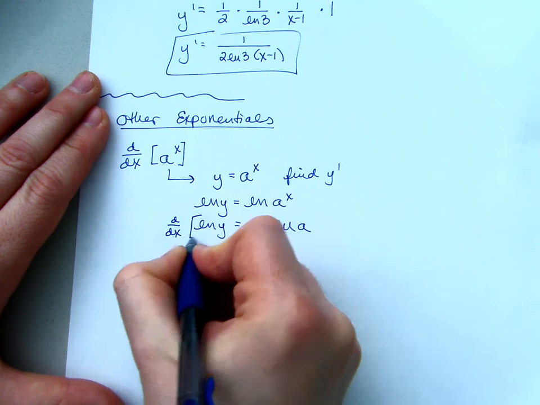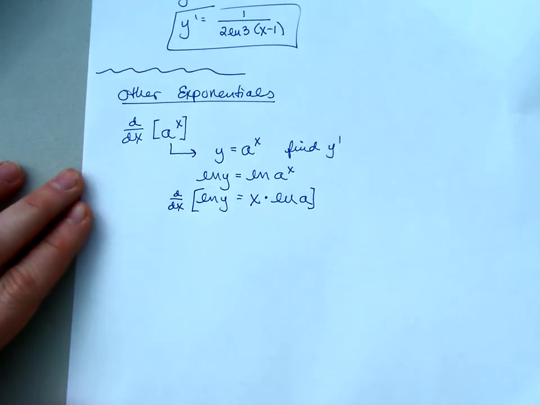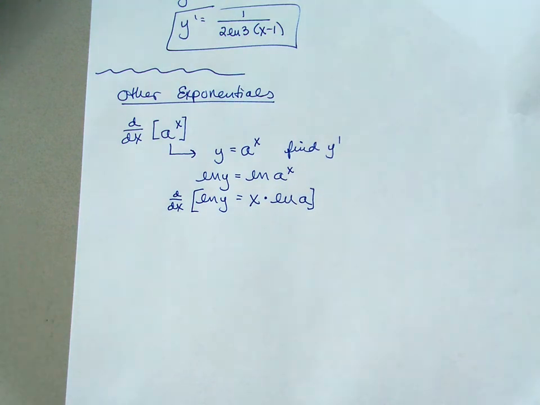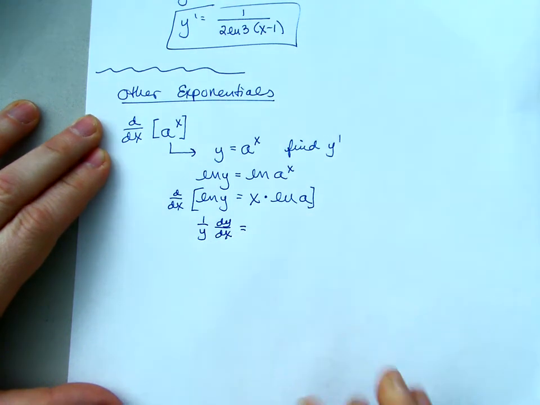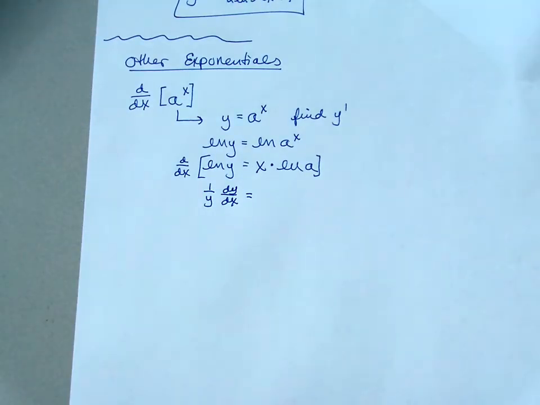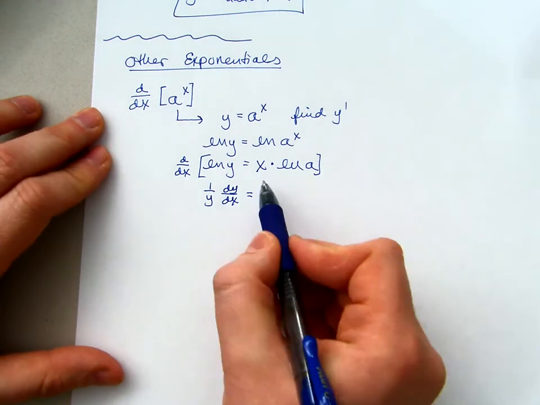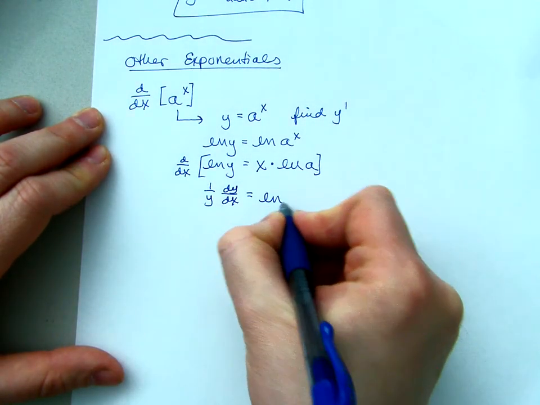And I'm going to go and find my derivative of this thing. Okay, derivative of the natural log of y. Easy, I hope. 1 over y dy dx. Do I need the product rule on the right side? Why not? It's a product. Good. Natural log of a is just a constant. So actually, the right side is just x times a constant. Derivative of x is just 1. So isn't this side just the natural log of a?